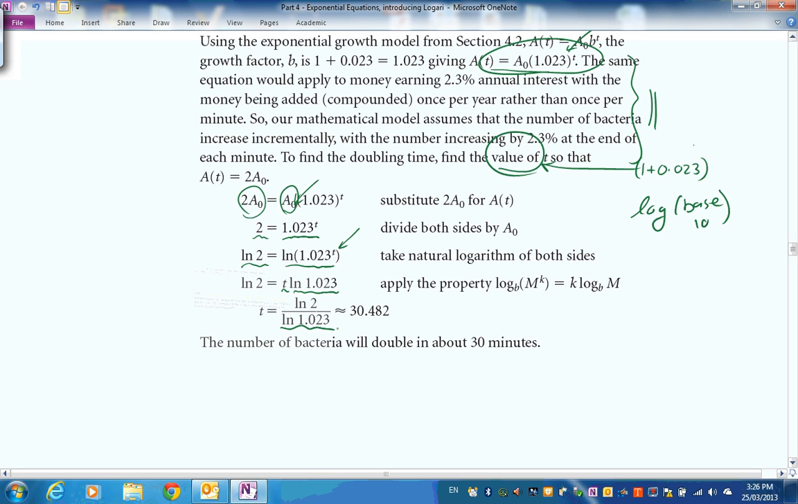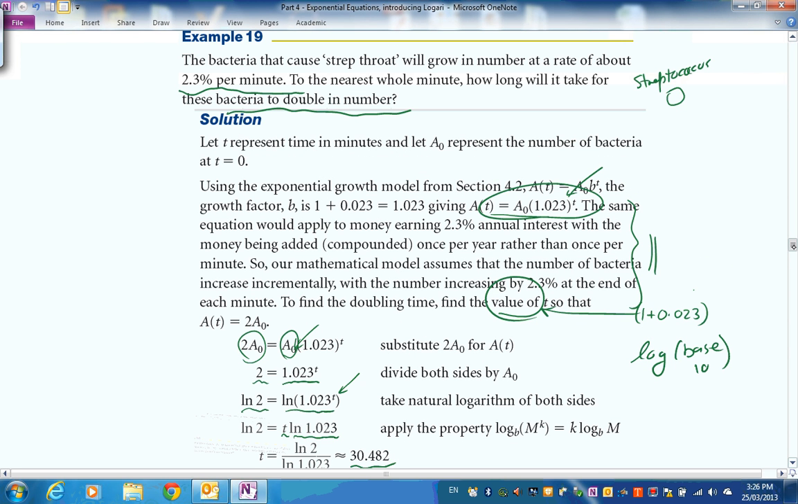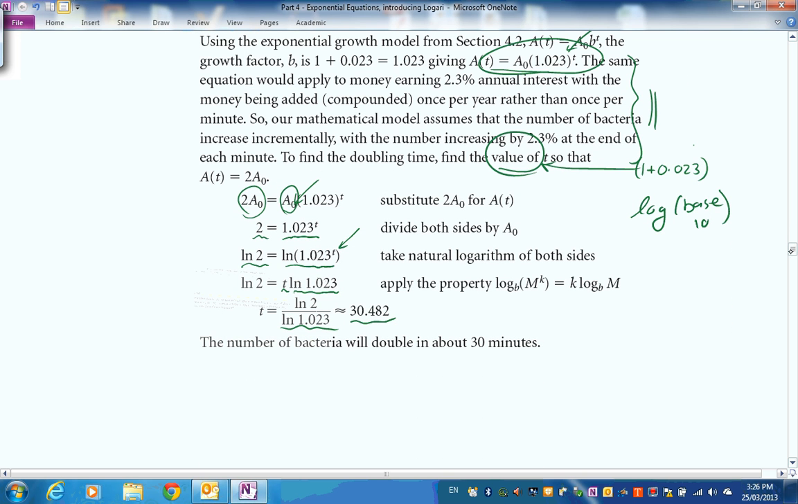And then dividing, we would have it 30.482. This was doubling every minute if you go back to the beginning of the problem. Rate of 2.3% was the growth rate per minute. So t here was in minutes.